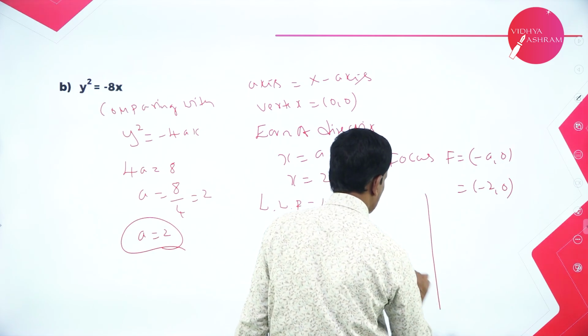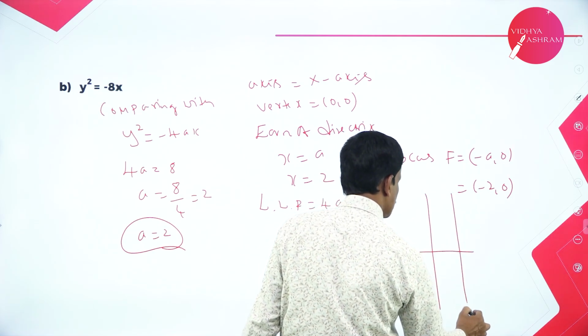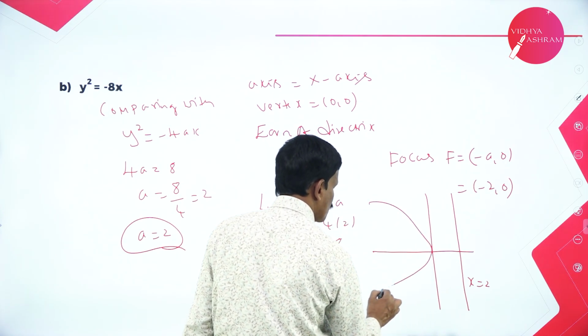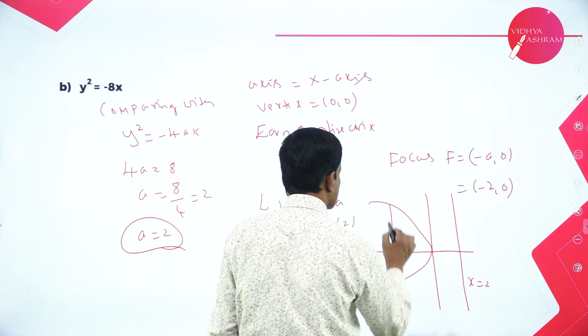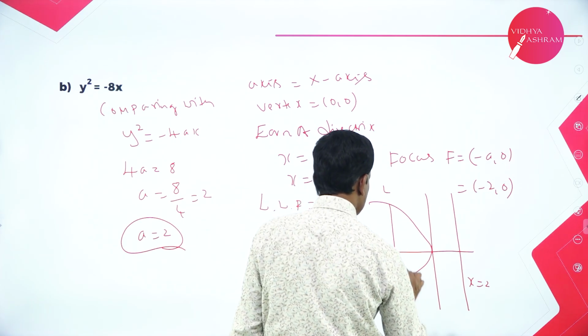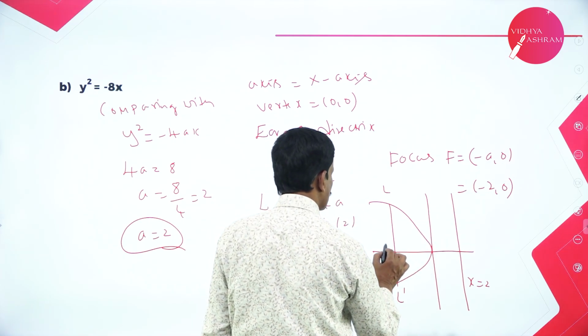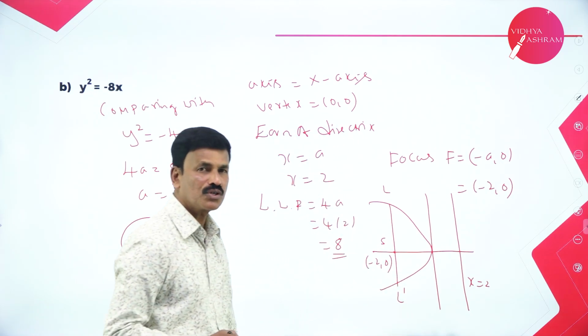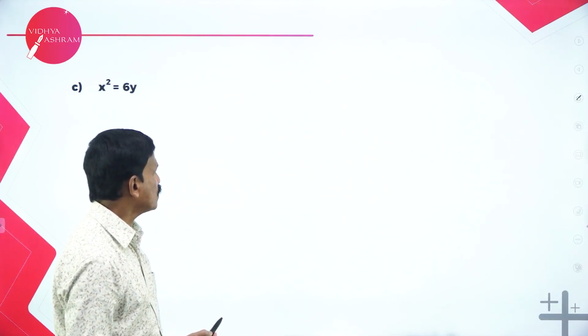So this is the parabola. The directrix is x is equal to plus 2 on the right side. So it is a parabola which is opening left side. This is the length of latus rectum, L and L', and this is the focus, S is equal to minus 2 comma 0. That's it. Now move on to the next problem.